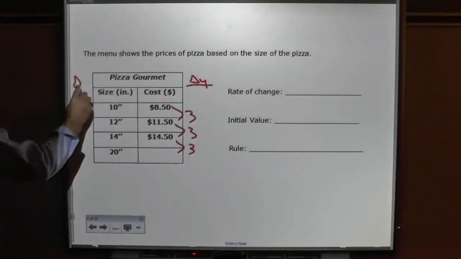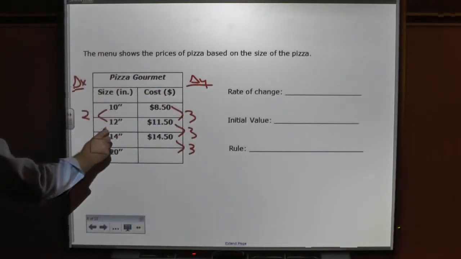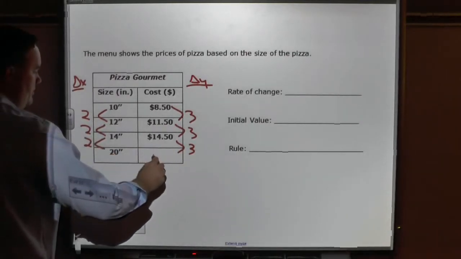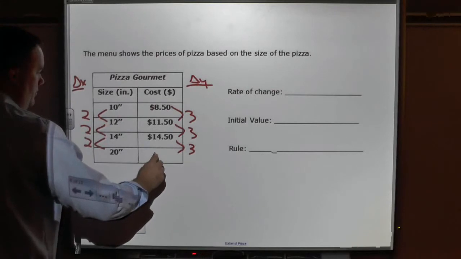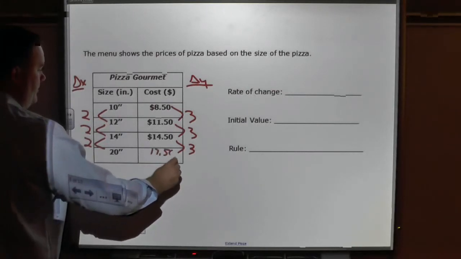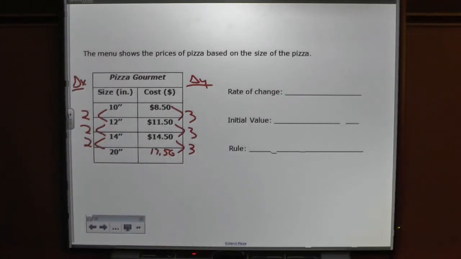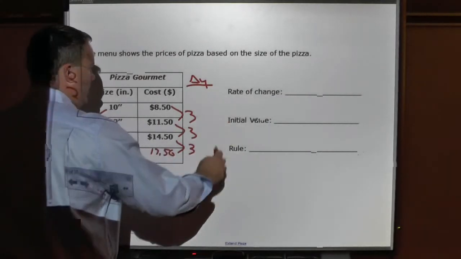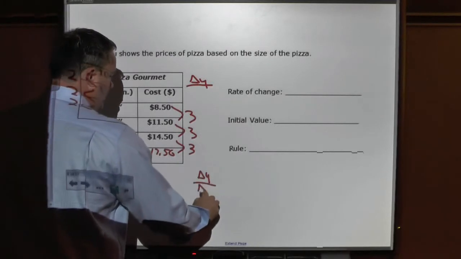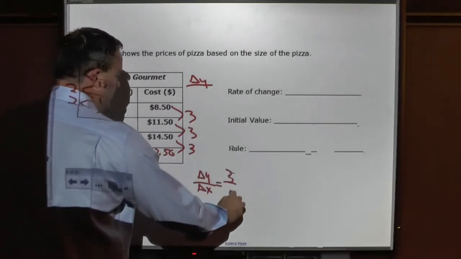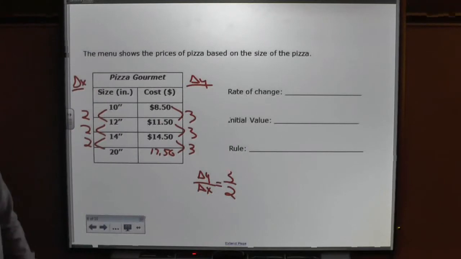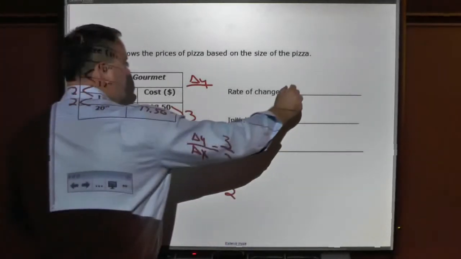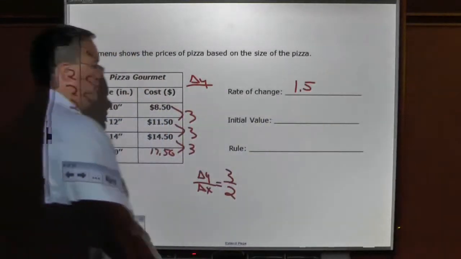Okay? Change in x, going up by 2 each time. So if this one goes up by 2, then this one has to go up by the same amount over here, which is 3. So it's 17.50. Okay? So what we need to know is the function. So you need to know the rate of change, so the change in y divided by the change in x, which is 3 divided by 2. If you want to write it as a decimal, because we have decimals here, you can, which gives you 1.5.